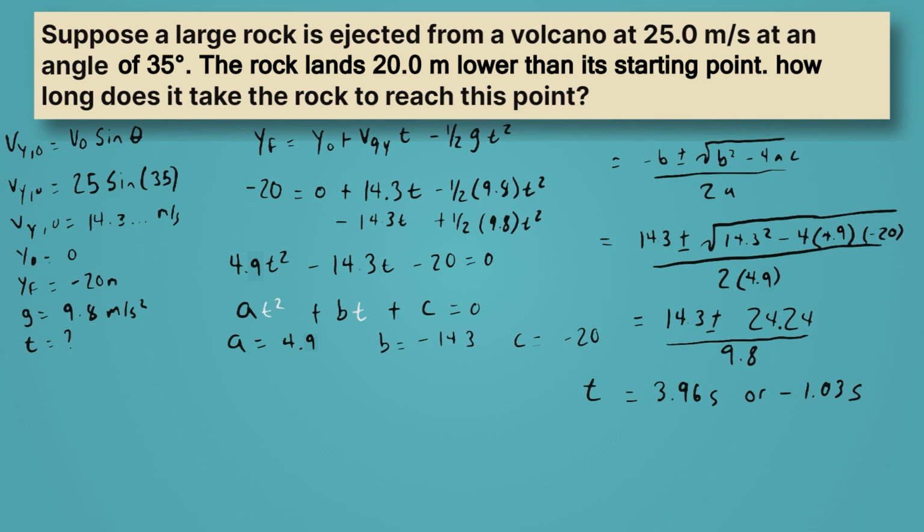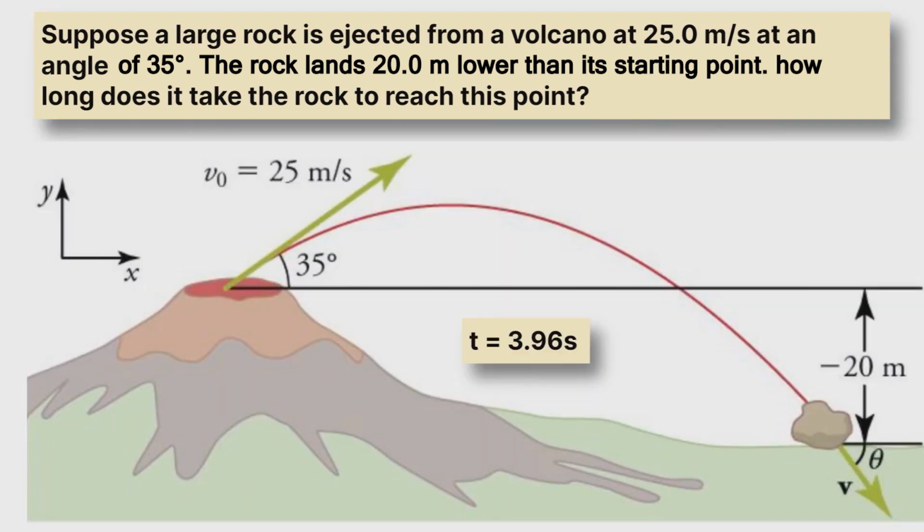Well, clearly this minus 1.03 represents the time when it would have been below the initial point on the left-hand side. And negative time doesn't make much sense anyway, right? So we're going to go with that positive answer of 3.96 seconds. So that's a lot, but that's how we can use the quadratic formula to solve projectile motion problems. We found that it took 3.96 seconds for that rock to get 20 meters below its initial starting point using that quadratic formula.